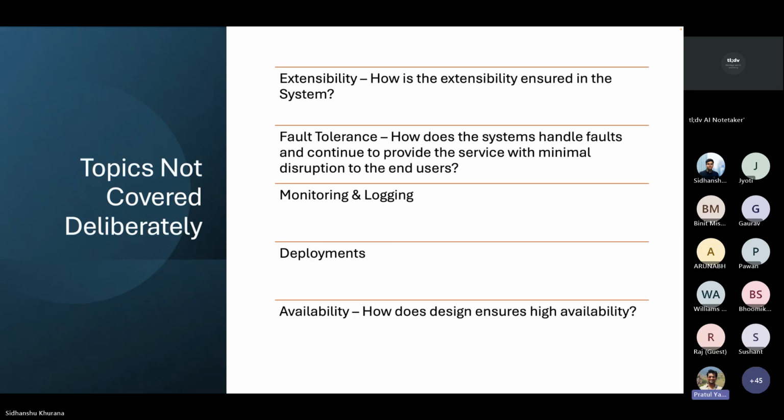Topics we have not covered deliberately: obviously we have to be very cautious during our interview. Right now we have covered a lot of points within 1 hour, and if there is enough interest with the interviewer, you can always discuss other points. But in this particular session we haven't talked about extensibility. We did not go into a lot of detail on fault tolerance, monitoring, logging, deployments, and availability. But as I mentioned, if the interviewer wants to double tap on a certain thing, you should be very well versed in identifying these things. And you should also be able to stand by your design. If I've built something, I should have the rationale for why we are doing this versus that.